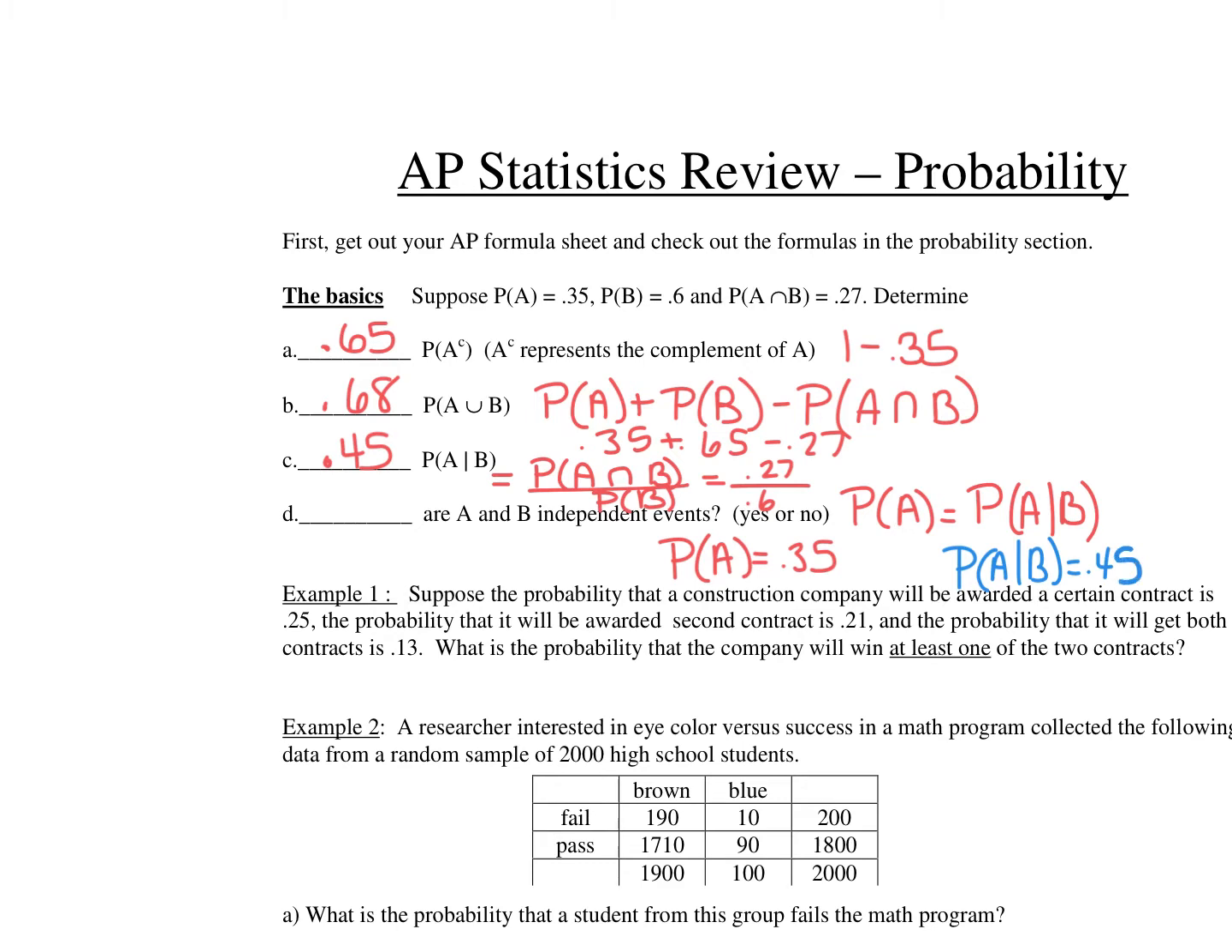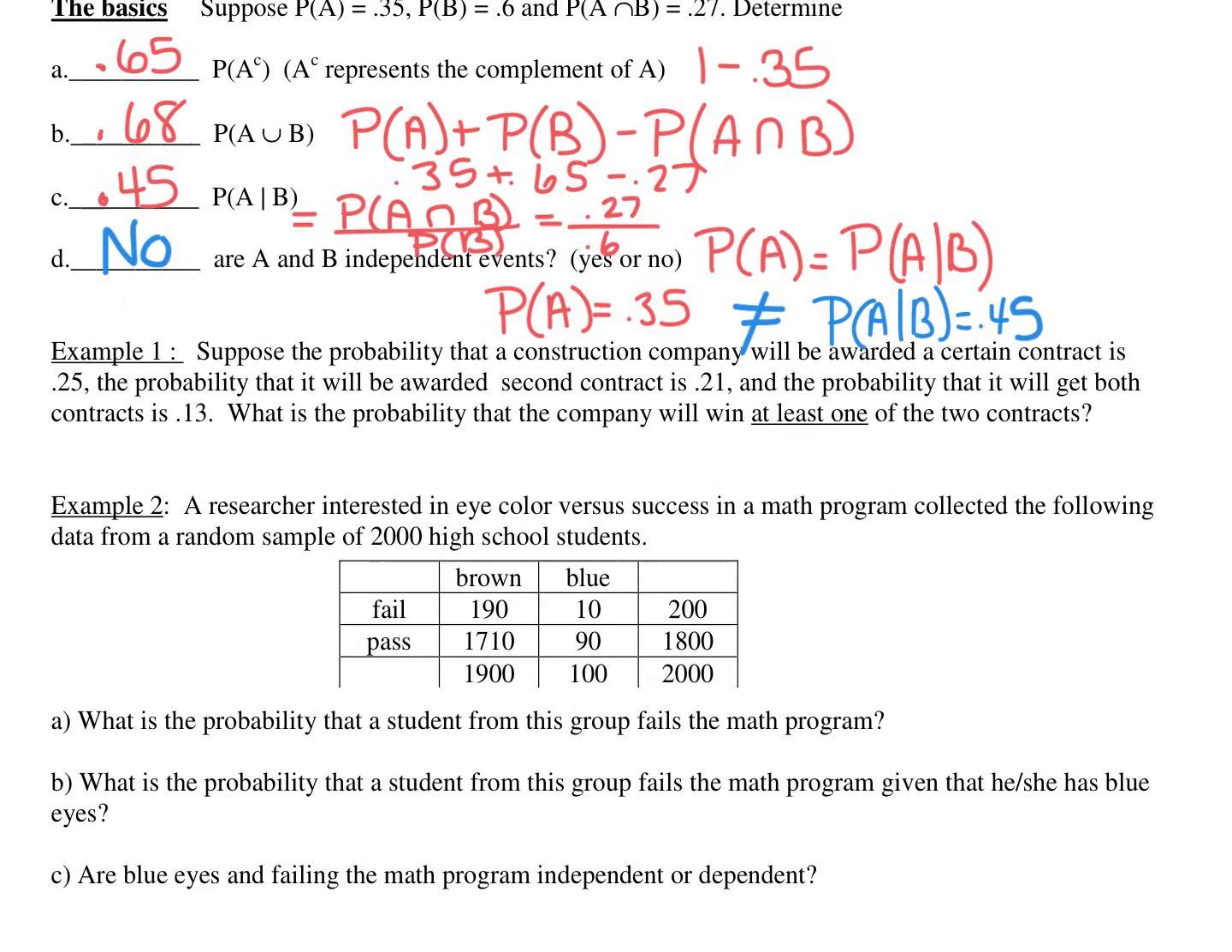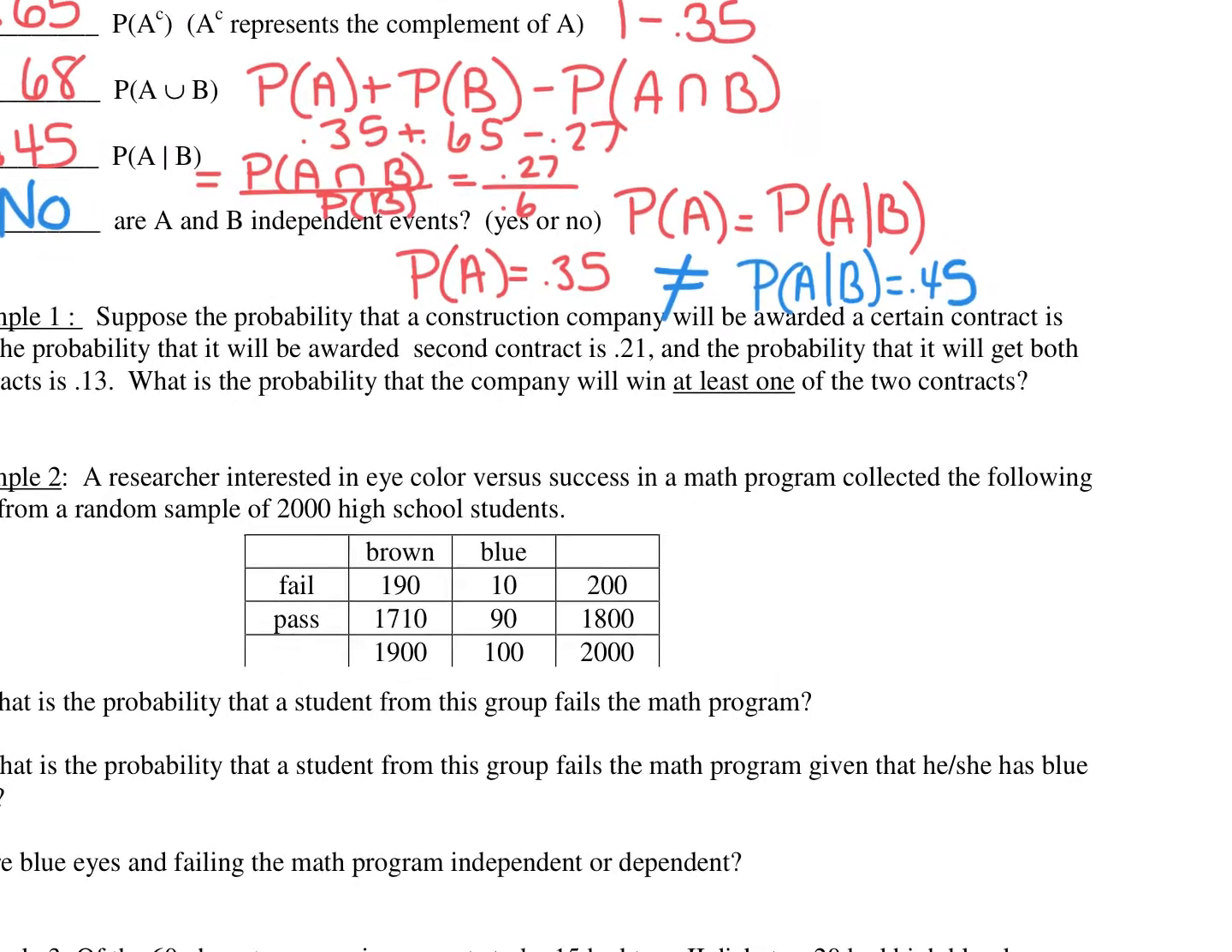Since these are not equal, these are not independent. All right, keep moving. Example 1: suppose the probability that a construction company will be awarded a certain contract is 0.25. The probability that it will be awarded a second contract is 0.21, and the probability that it will get both contracts is 0.13. What is the probability that the company will win at least one of the contracts?